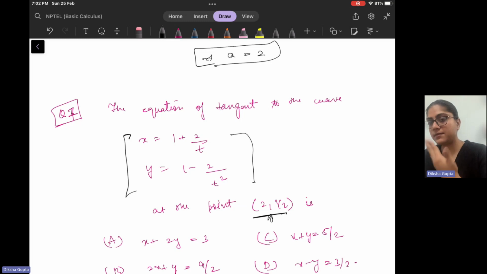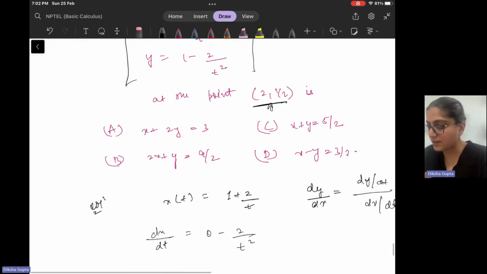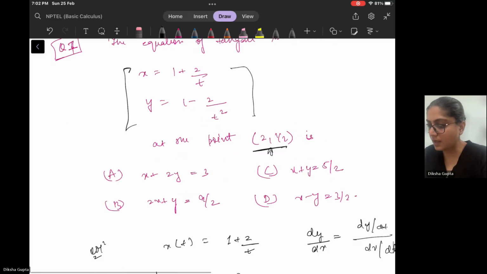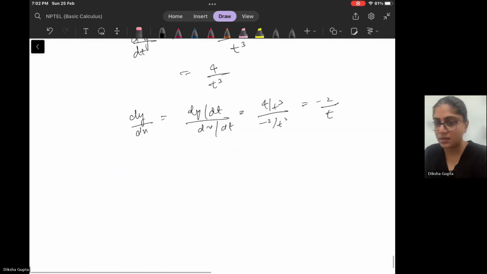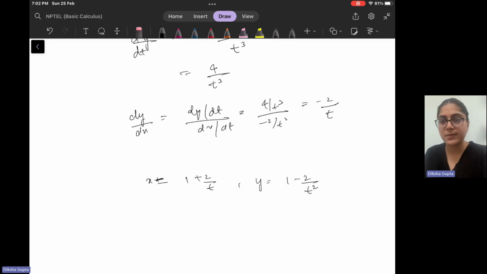Now it's the reverse, that you have been given a point in terms of x and y, and you have to find to which t this point corresponds. So how do we find that? You simply put it in one of the equations. x is given to be 1 plus 2 by t, and y is given to be 1 minus 2 by t square. So if (2, 1/2) lies on this curve, it will correspond to some t.